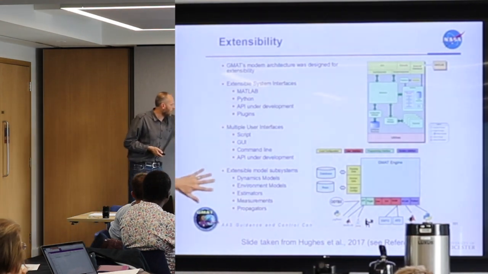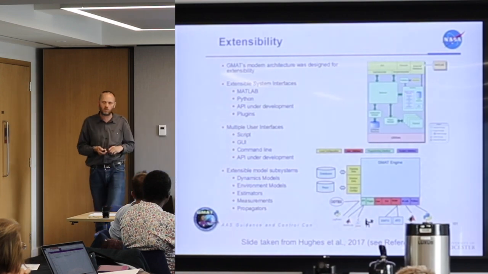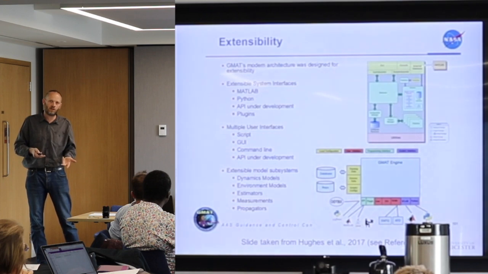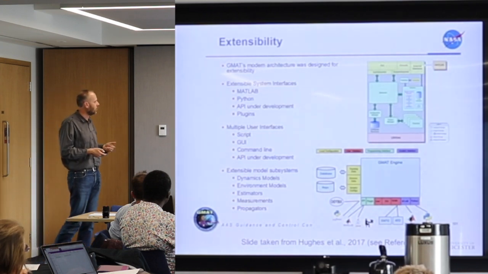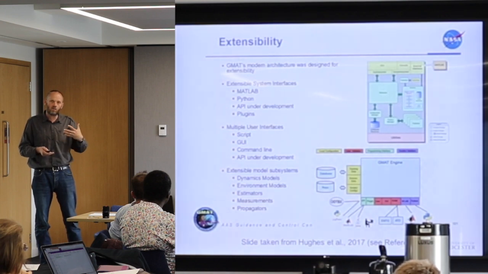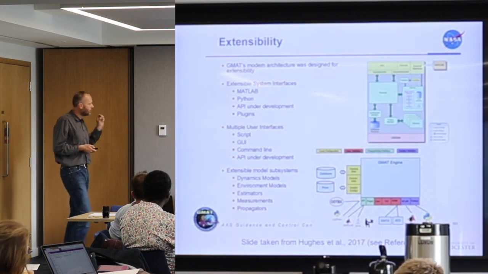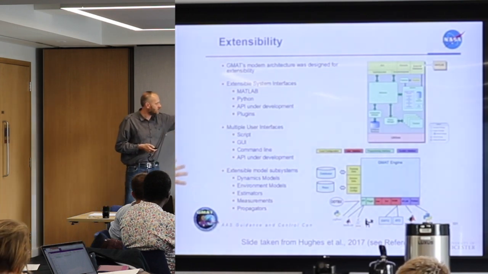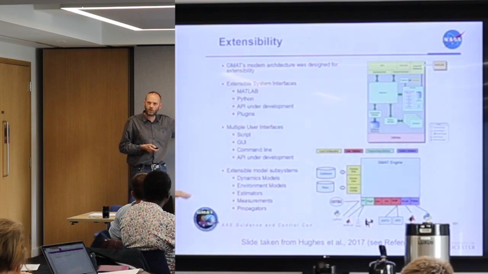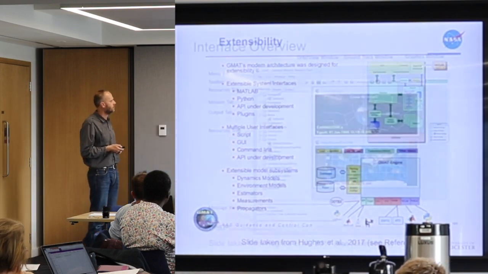There are also extensible model subsystems. What does that mean? Well, GMAT incorporates models for atmospheres, for different gravitational parameters, for different kinds of calculation to solve mechanics problems. So in principle, you can add different models, different atmospheric models or gravitational models or so on into the system.